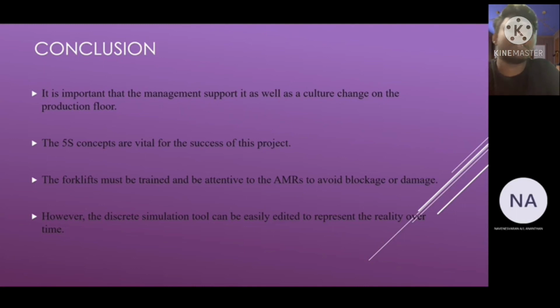As a manufacturing plant is not a static place and pathways in them tend to collapse to the minimum allowed over time, this theoretical study presents potential limitations regarding the adequacy for real world operation. However, the discrete simulation tool can be easily edited to represent the reality over time.